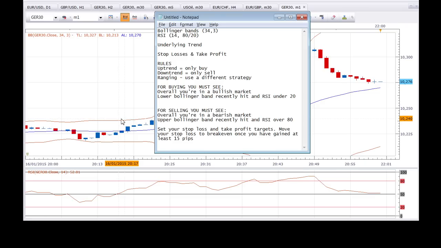the upper Bollinger Band must be hit and the RSI needs to be over 80. Now, you can trade this strategy however you like, but I don't recommend selling when you're in a bull market, and I don't recommend buying when you're in a bear market using this strategy. If you do, it might skew your results.